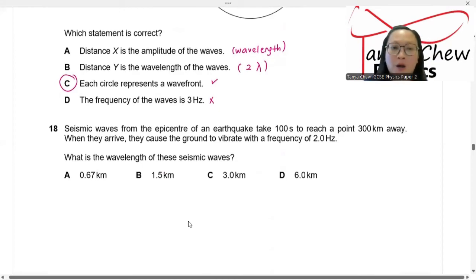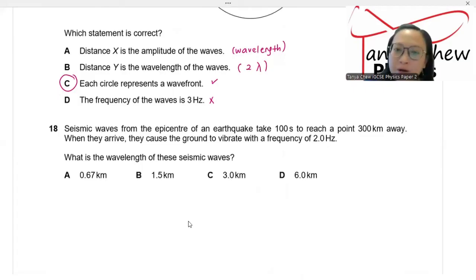Seismic waves from the epicenter of an earthquake take 100 seconds to reach a point 300 kilometers away. When they arrive, they cause the ground to vibrate with a frequency of 2 hertz. What is the wavelength of these seismic waves? So when they ask about the wavelength, I will write down the wave equation, V equals F lambda, because the frequency is being given. Now, my main problem is I don't have the wave speed. But don't worry, they give you the time and the distance.